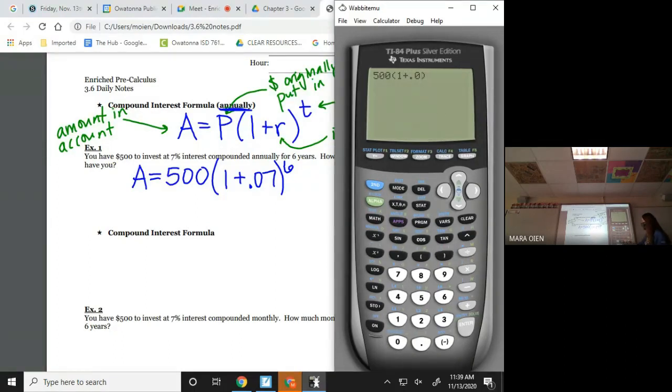Oops, I have to make sure I have that in there. Because we're talking about money, and with money normally we go to 2 cents, or 2 decimal places. So I've got 500 times (1 plus 0.07) to the 6th power. So that would tell me I have $750.37.